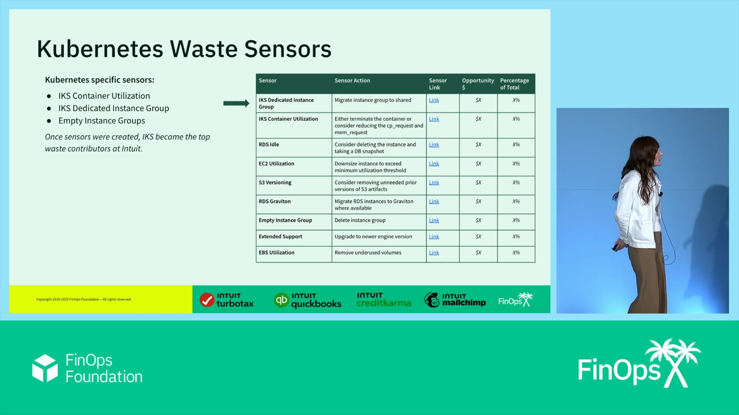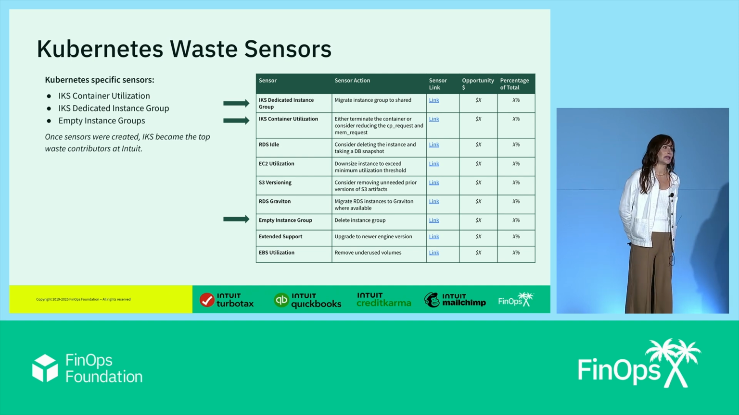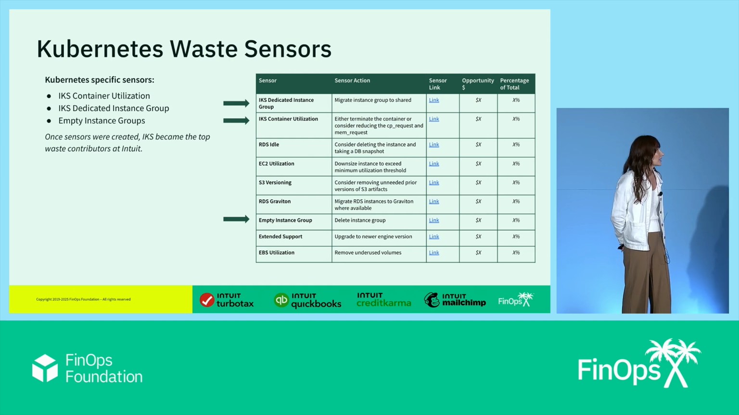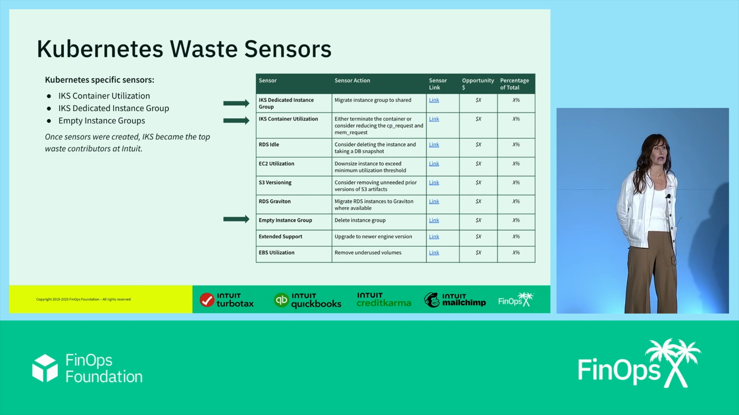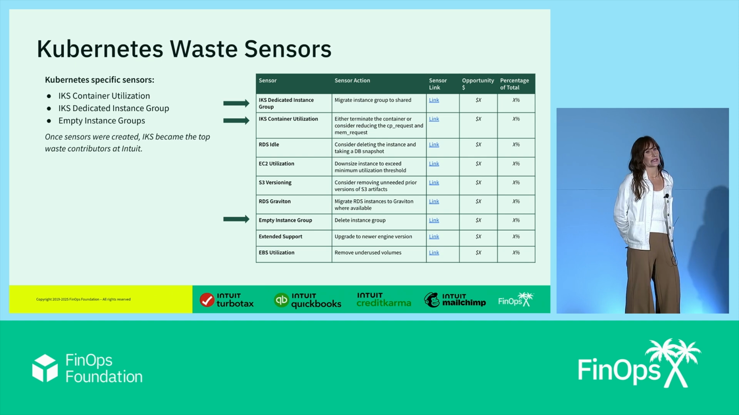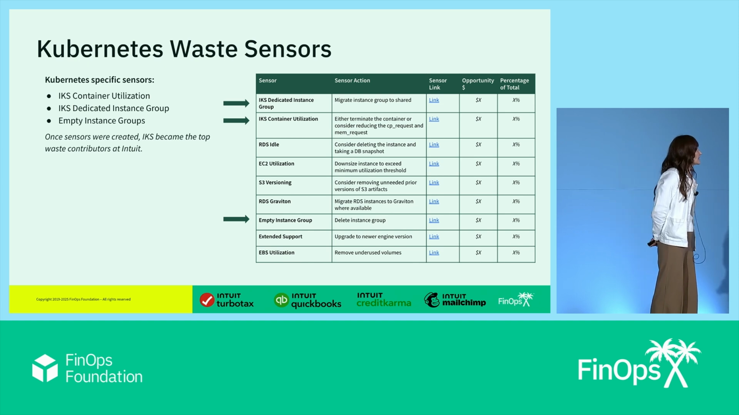So specifically with Kubernetes, we have 3 sensors that we focus on. The first one being container utilization. This sensor monitors the CPU utilization patterns of all of our running containers, and it flags any container that is consistently using less than their allotted CPU. And the action to remediate is either to terminate the container if you're not using it, or you can reduce your resource requests.